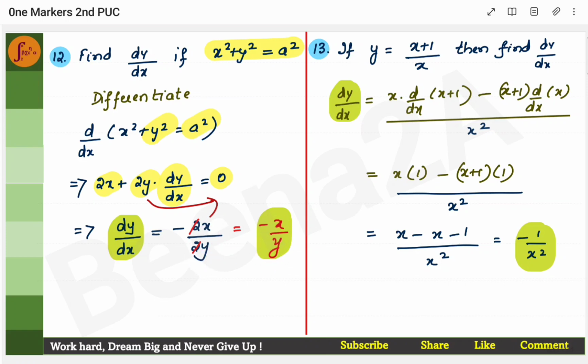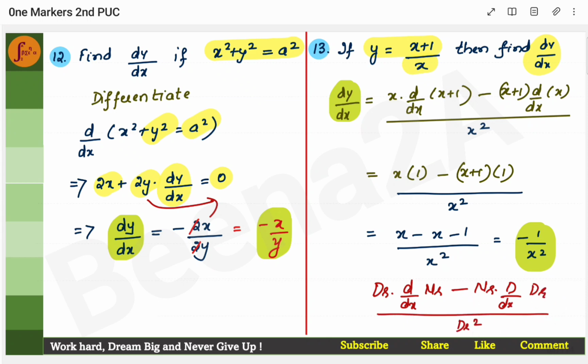Next one. If y is equal to x plus 1 by x, then find dy by dx. Here you have to use quotient rule. Why do you have to use quotient rule? Because it's division here, right? You have two functions. It is nothing but a division. It's a rational function, right? In such cases, you'll have to use quotient rule. What does the quotient rule say? The formula is denominator into derivative of numerator minus numerator into derivative of denominator, by denominator square. This is the formula for quotient rule.